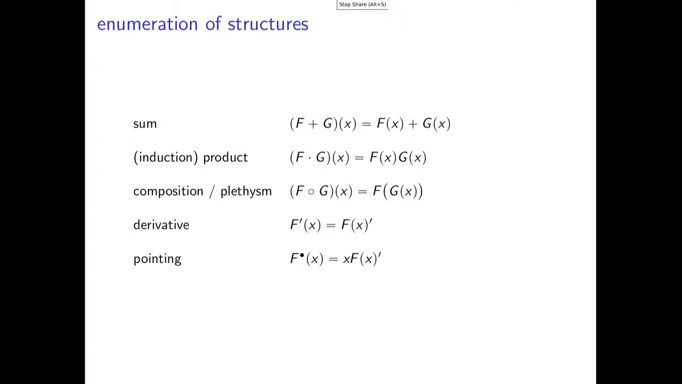Actually most of the operations we define on species work in a natural way also on the enumeration side. So plus of species, and then taking the exponential generating function, is just plus on the generating function side. The same goes for times, the same goes for composition, the same goes for derivative, pointing, and so on. Yeah. So this is very nice.